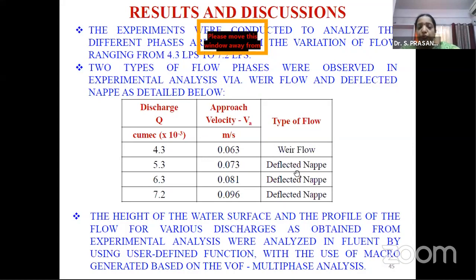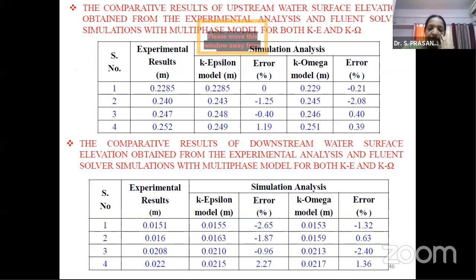The types of flows that were possible with the experimental setup were weir flow initially, and then as the flow increased, it went to deflected nappe condition. So among the 5 different types of flows, these were the types of flows that were possible for the siphon spillway that we have taken.